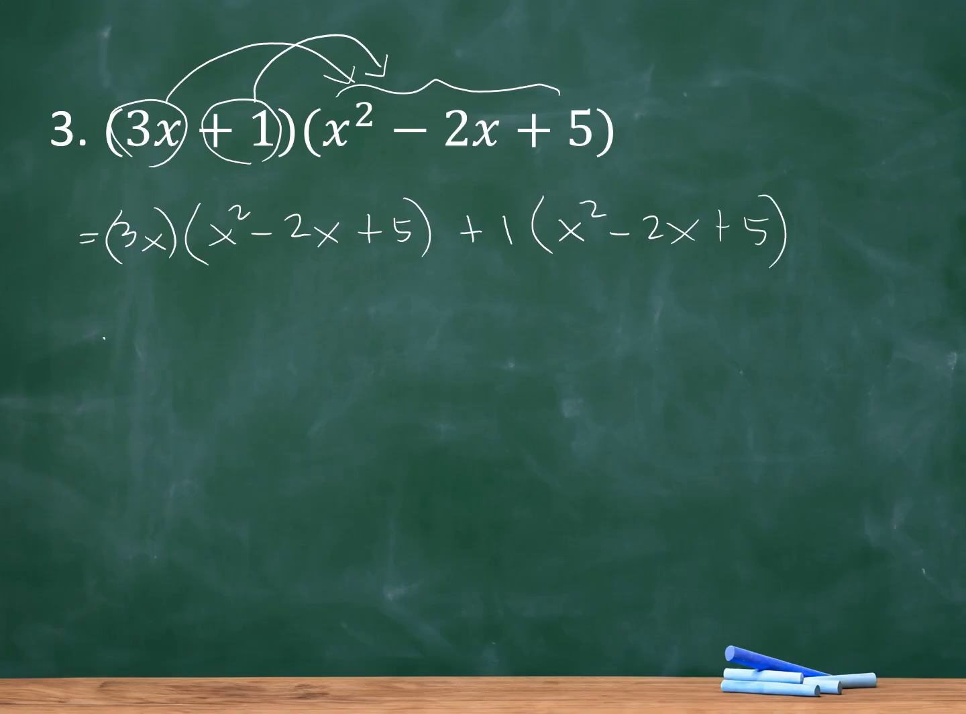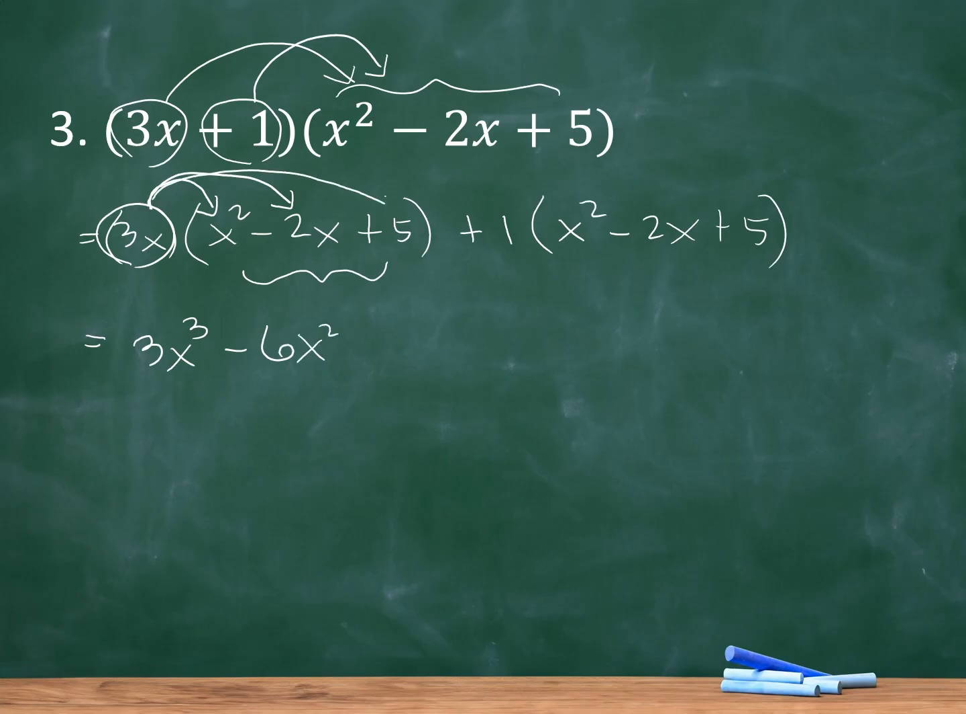So we will now apply the distributive property. We will distribute 3x to each of the terms inside this parenthesis. So 3x times x squared, that's 3x cubed. And then 3x times negative 2x, that's negative 6x squared. And then 3x times positive 5, that's positive 15x.